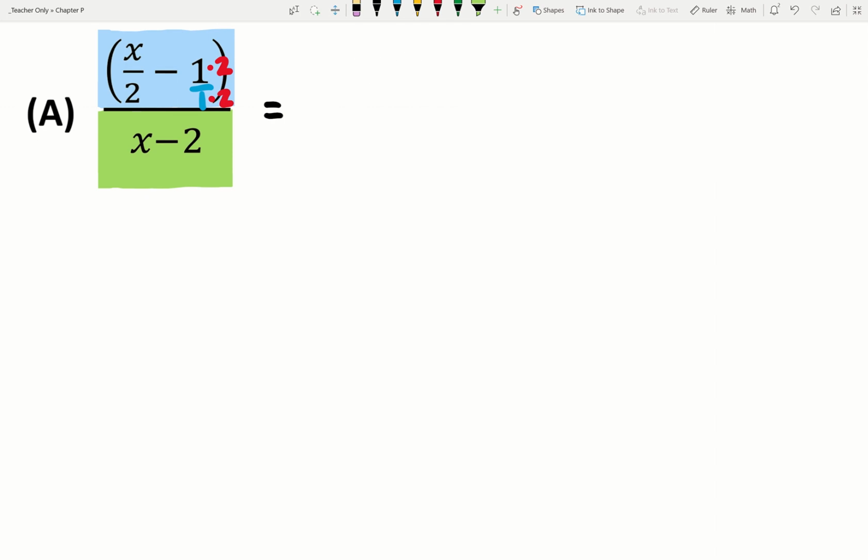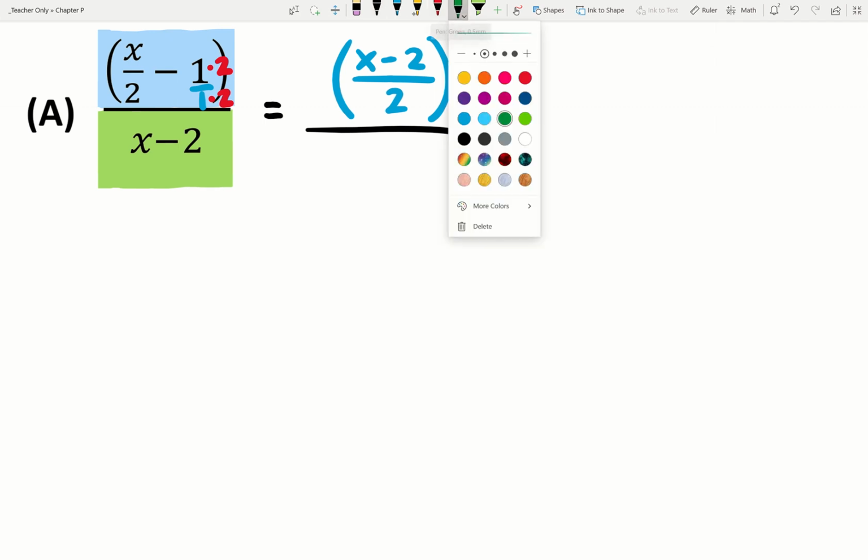And again, I said I was going to stick with my colors there, so let me try that again. So that was going to be x minus 2 over 2. Condense that into a single fraction. Okay, in the denominator, I'm going to have just a copy of x minus 2 there.